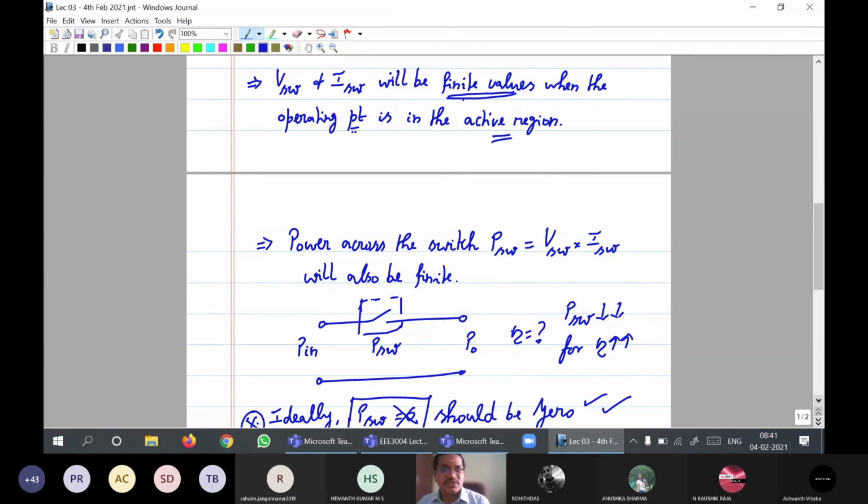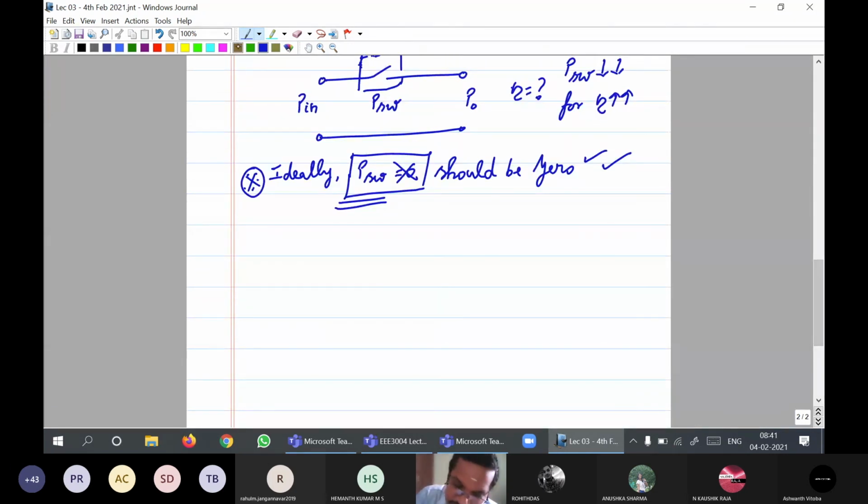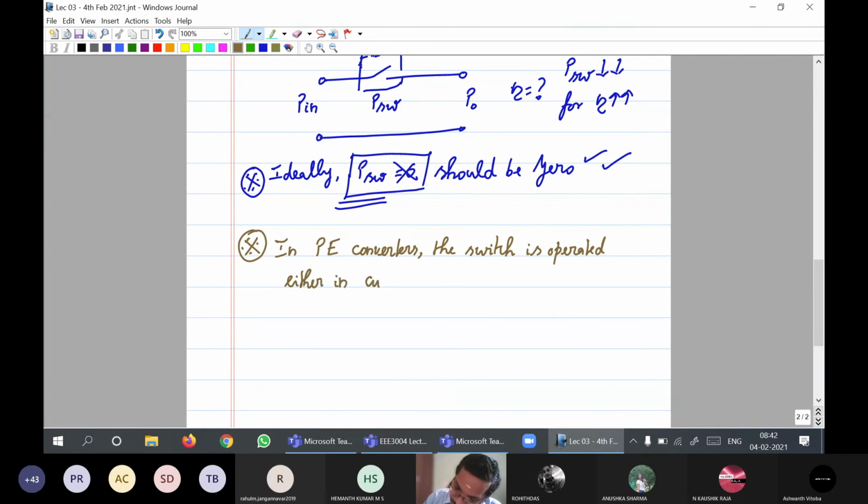Okay, this is the essence of a switch. So please remember this. In power electronics, concluding remark, better to write. I will write this. In power electronic converters, the switch, rather than writing in a negative way, I will write in the actual regions. The switch is operated either in cutoff, which means the switch is in off state, or saturation, on state. Regions only.